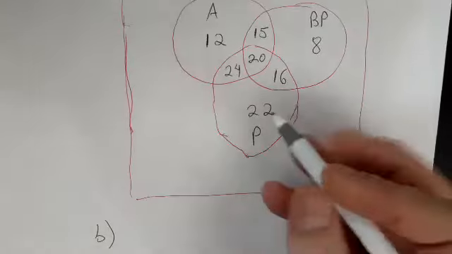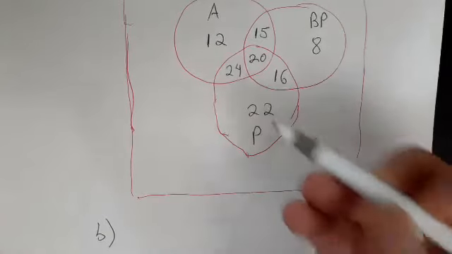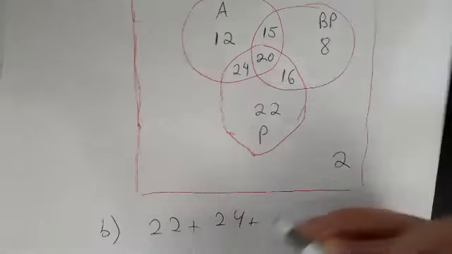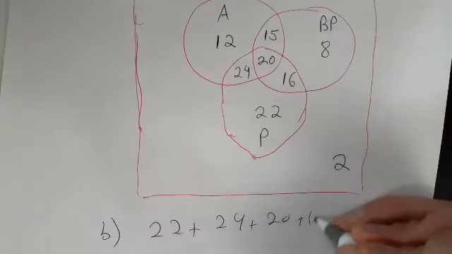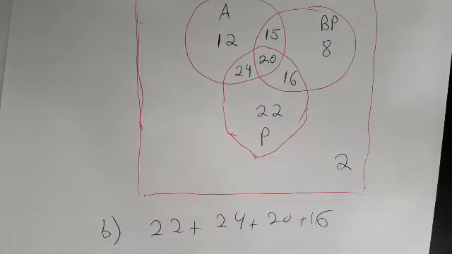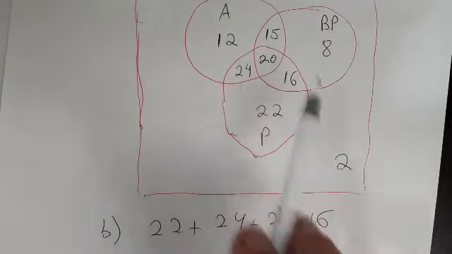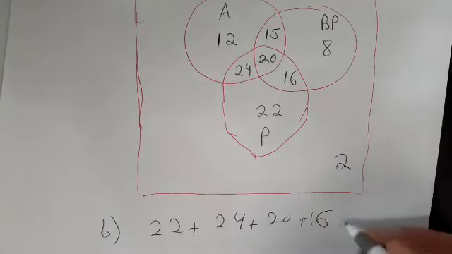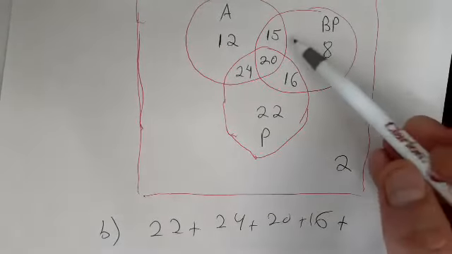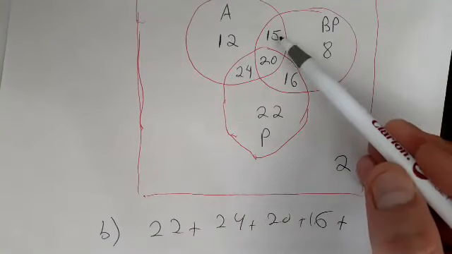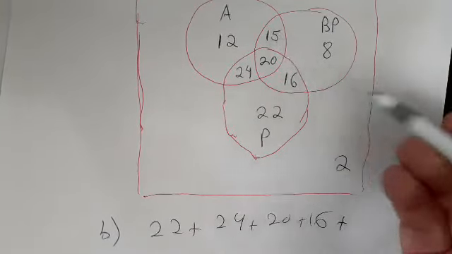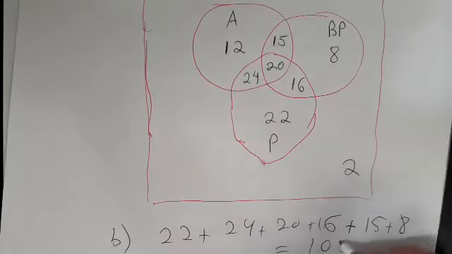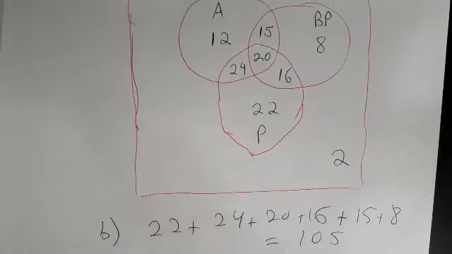So this is pain or blood pressure. If we're looking at pain medicine, that's 22 people there, 24 people there, 20 people there, and 16 people. So that takes account of everyone that's in my pain medicine category. And I still have to add people that took blood pressure but didn't take pain, right? So this is 15 and 8 that I'm adding. And if you add all these numbers, I believe these should give you 105.